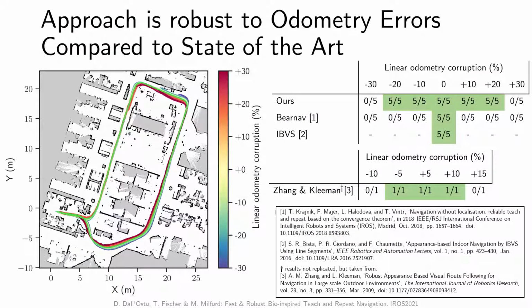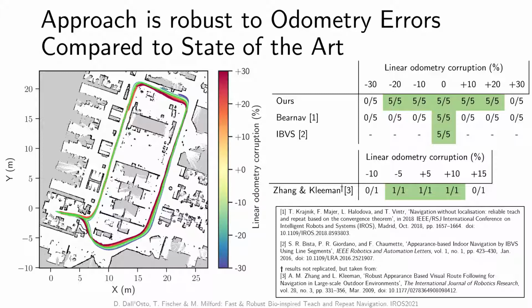Here we show the results of corrupting the linear odometry readings by multiplying them with a constant factor. In general, greater corruption caused greater deviation from the taught route. Failures occurred when we had to intervene to prevent the robot hitting a wall. Our approach proved robust to plus or minus 20% odometry corruption, but failed above this.